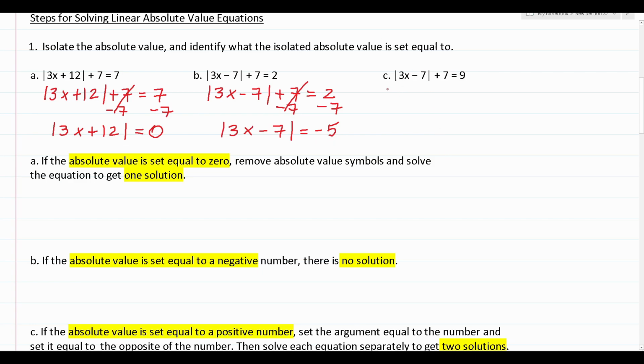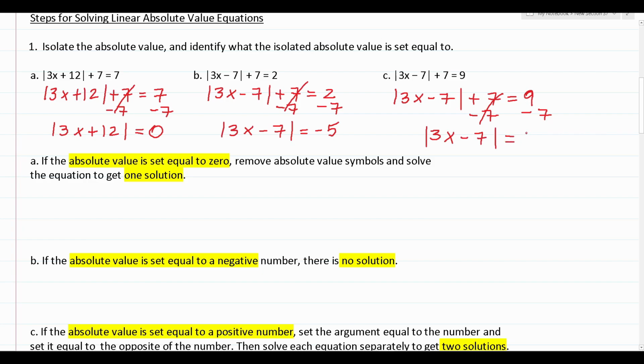All right, let's do it for example C now. We have the absolute value of 3x minus 7, plus 7, equaling 9. Again, we want to get that absolute value by itself and then see what it's set equal to when we do that. So we're going to take 7 from both sides to get the absolute value of 3x minus 7 by itself.